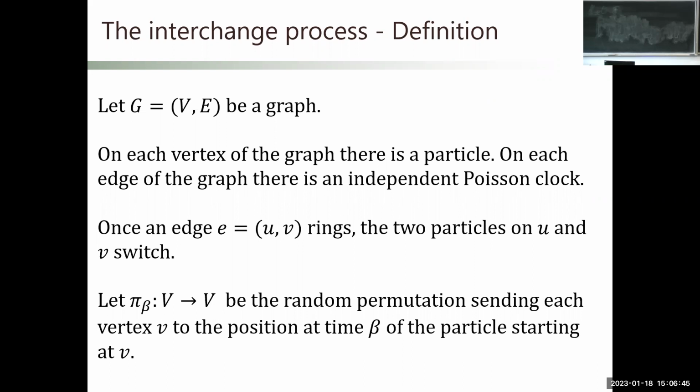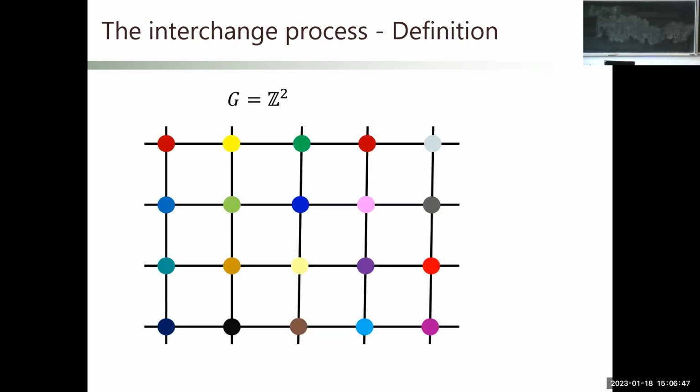Let's have some example. So you have, let's say, this Z-squared graph, and then you have particles on the vertices, and let's say they have different colors so that we can follow them. And then you start running the process and edges start to ring randomly. So let's say this edge rings, which means that these two particles switch like that. Now this edge rings and these two particles switch. Right, so the yellow particle started in here, moved there, then there, and it keeps going. So they keep switching like that randomly.